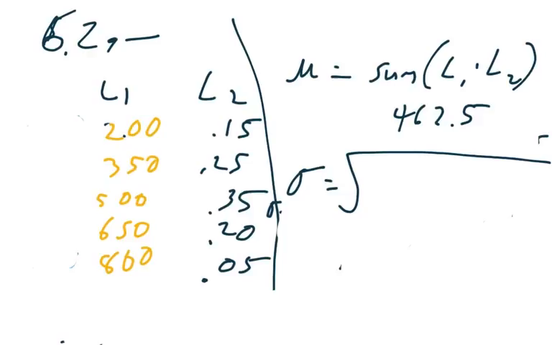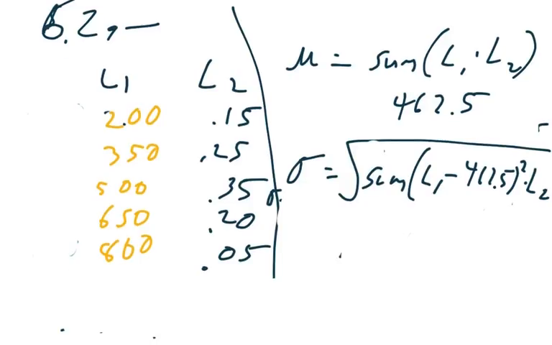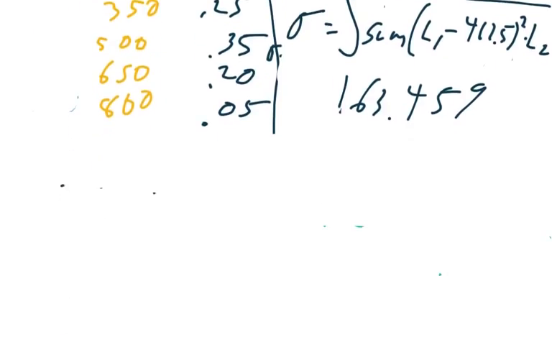So what's the standard deviation? Square root, parenthesis, sum, parenthesis, L1 minus 462.5 squared times L2. And when we do this, we get the same answer of 163.459, which means that subtracting $100 from everything doesn't change the standard deviation.